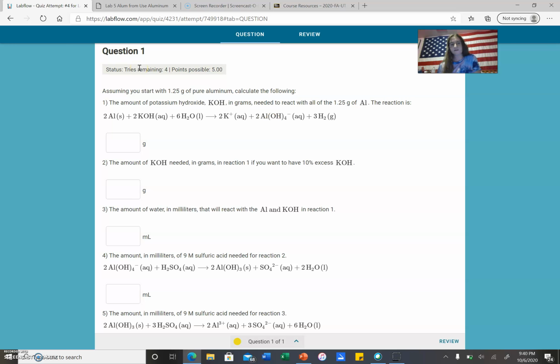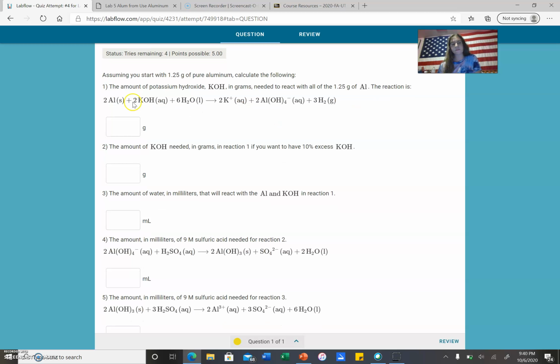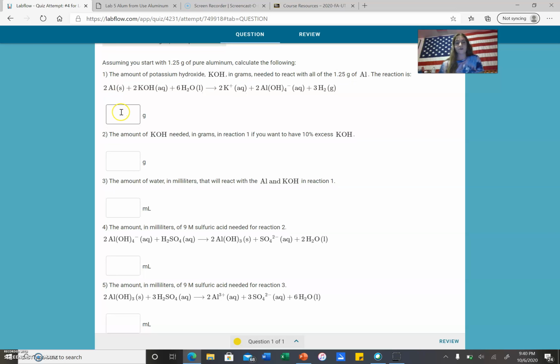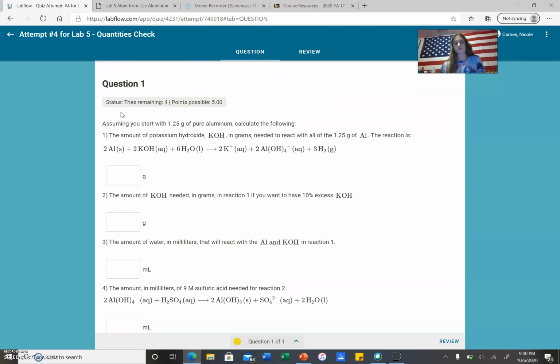It says, assuming you start with 1.25 grams of pure aluminum, calculate the following. In your proposal, I want to see the 4 reactions that we will be going through that are in the PowerPoint, and also the values that you get from the quantity check as well.